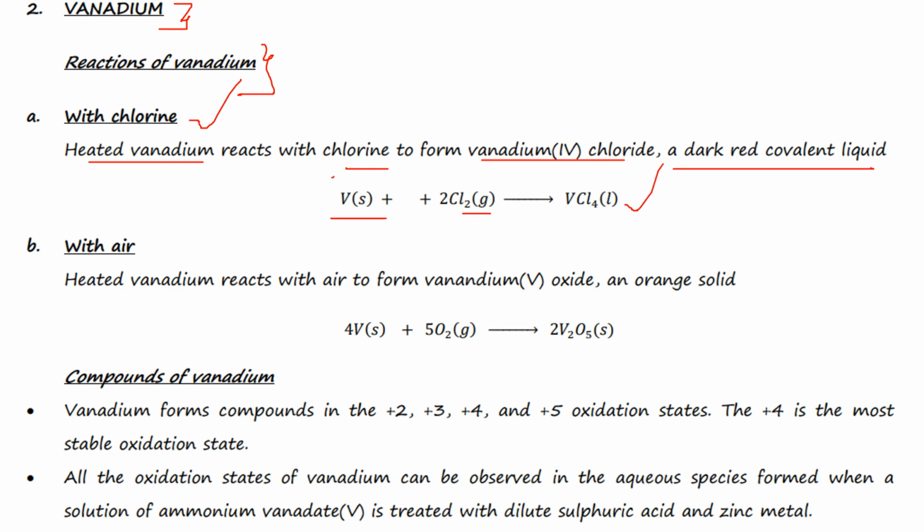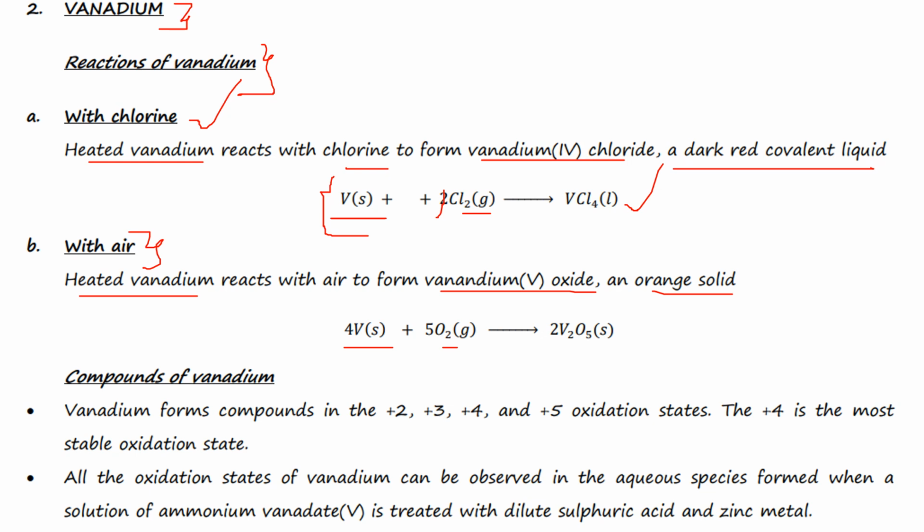Now use the chemistry of balancing equations to try and balance this out on your own. So another reaction is going to be the reaction with air, and we're going to say that heated vanadium reacts with air to form vanadium 5 oxide, which is an orange solid. So vanadium reacts with oxygen to form vanadium oxide. Now let's look at the balancing of this equation.